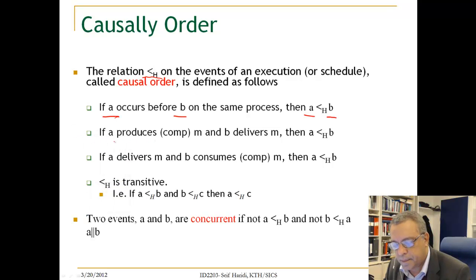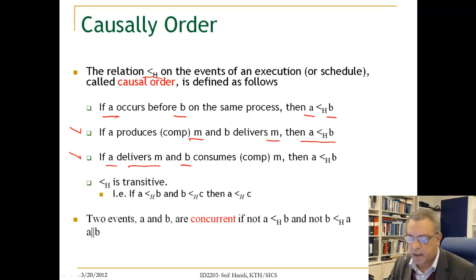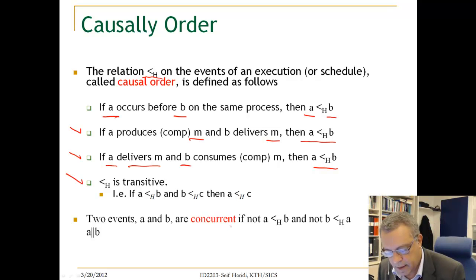If A is an event that produces a message M, and B is a delivery event for M, then we say that A happens before B. If A is a delivery event of a message and B is an event that consumes the message, then we say that A happens before B, and the relation is transitive. If neither A happens before B nor B happens before A, we say that these events are concurrent. We have seen this before.